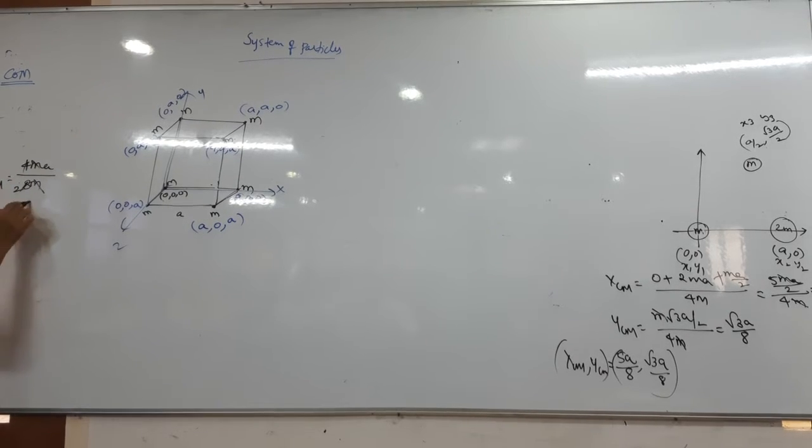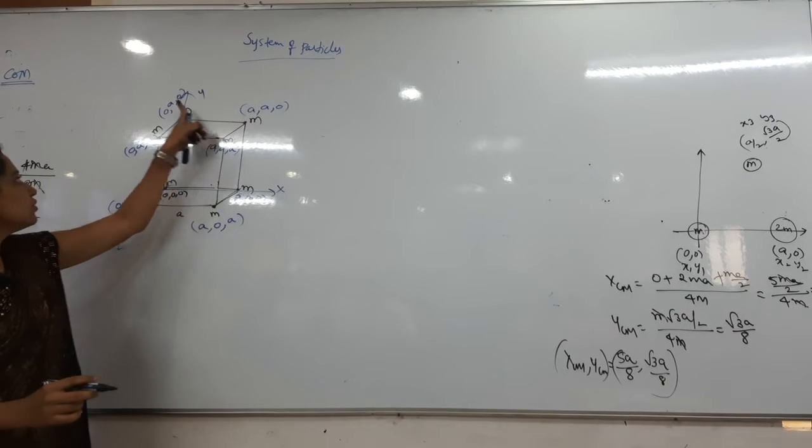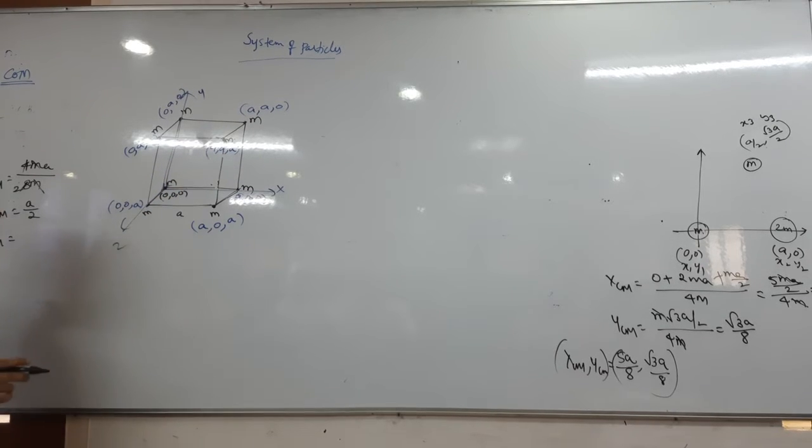Then xcm is equal to how much here? A by 2. Then ycm, y center of mass, is equal to what will you get again? The y coordinate is lying for how many masses here? Again 1, 2, 3 and then 4. Again 4 masses only. So 4 masses, nothing but again 4ma divided by total mass, how much here? 8m. Then m gets cancelled, again 2, that will be ycm is equal to A by 2.